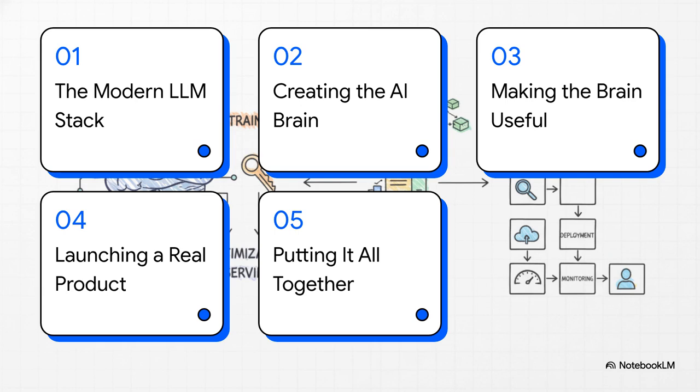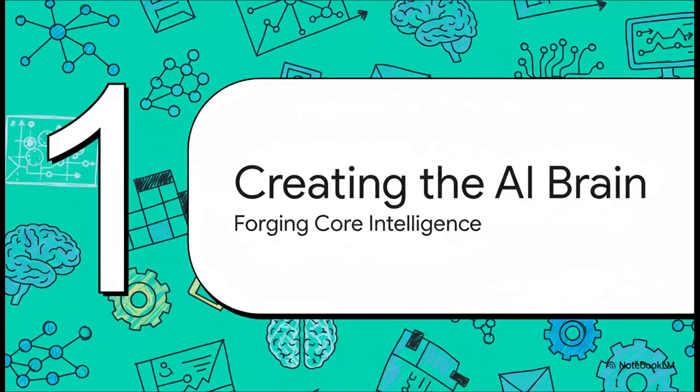Here's our game plan for today. We're going to start with how an AI is born, creating its core intelligence. Then we'll talk about making that brain actually useful in the real world. And finally, we'll cover how to turn it all into a real product that people can actually use. By the end, you're going to see how all these different pieces click together. Let's start at the very beginning.